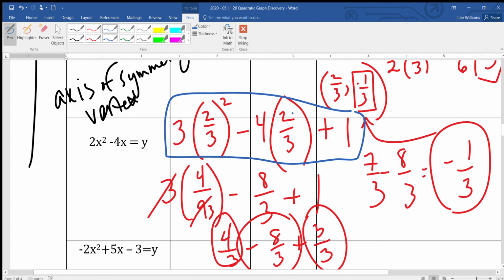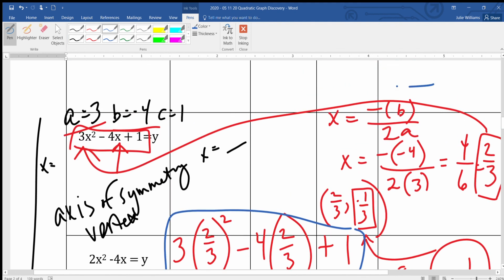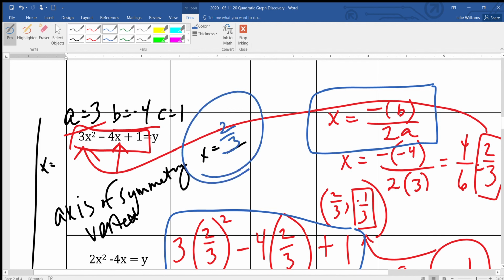So you find your axis of symmetry first: x equals negative b over 2a. So the axis of symmetry in this case is x equals 2/3. That's one of the answers you'll probably need here. Then your vertex is 2/3, comma, negative 1/3.